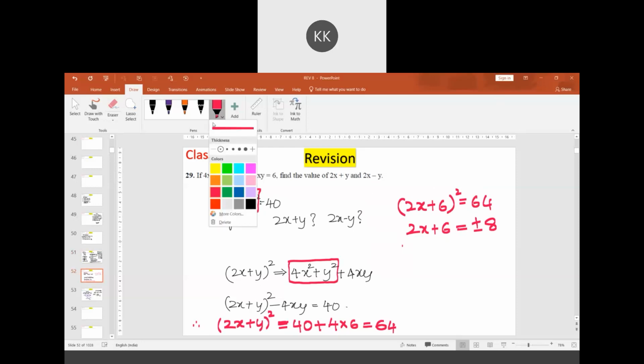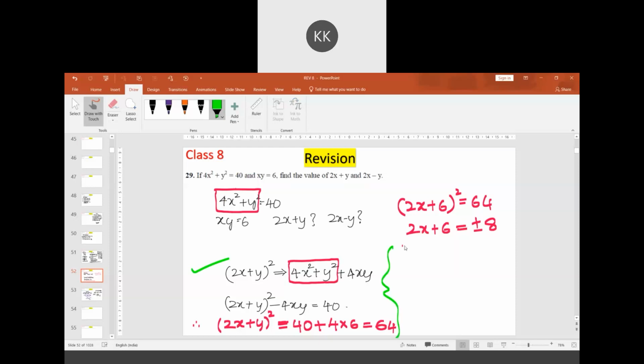Good that you have come with this solution. Now what I can do is I'll explain. Let me explain, one second, sir. Consider (2x - y)².